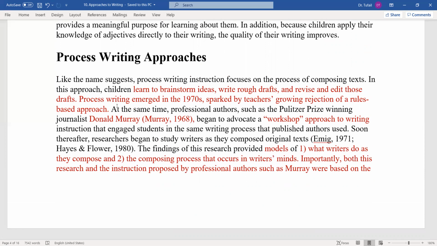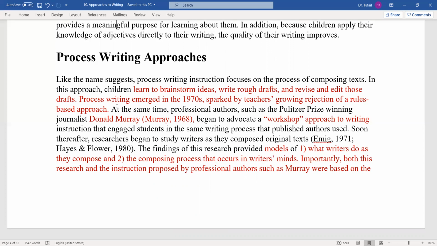Process writing emerged in 1970, sparked by the teachers' growing rejection of the rule-based approach. You know that the rule-based approach went on from the 1800s onwards. But later on, in 1970, this approach replaced the rule-based approach, especially through Donald Murray, who developed the workshop approach to writing.